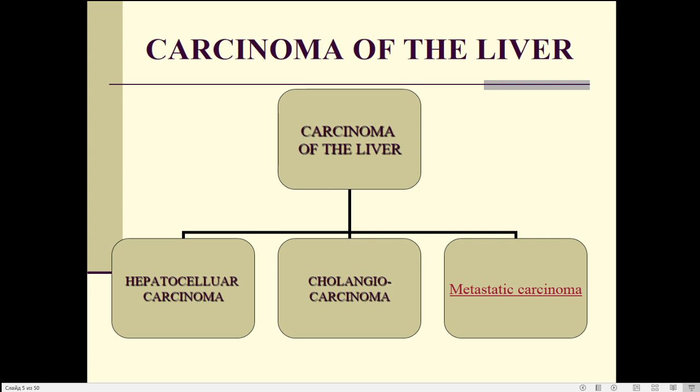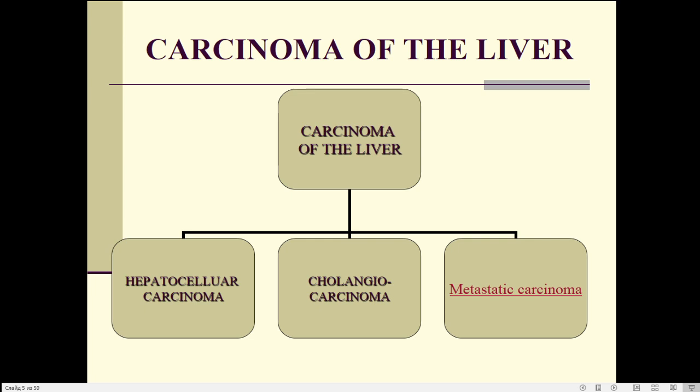Why can't you remember it? Carcinoma of the liver. We talked about cancer of the liver. Remember, please, it is very important. We talked about primary cancer of the liver and secondary cancer of the liver. Secondary, if there are metastases in the liver from other organs. We called it secondary or metastatic carcinoma.